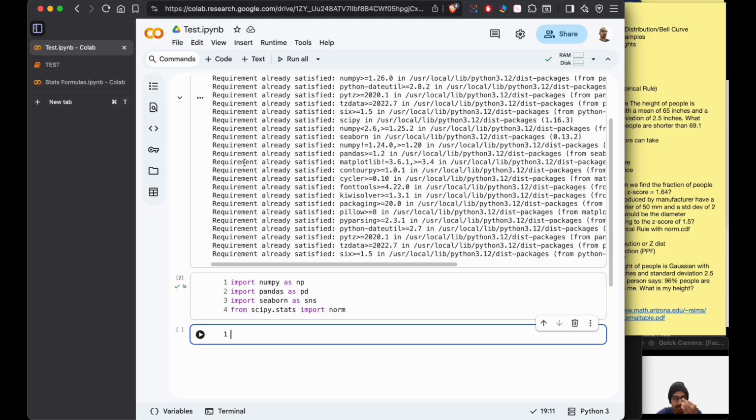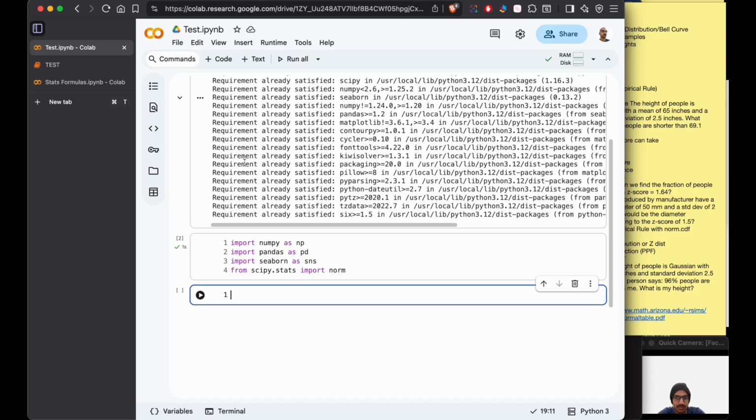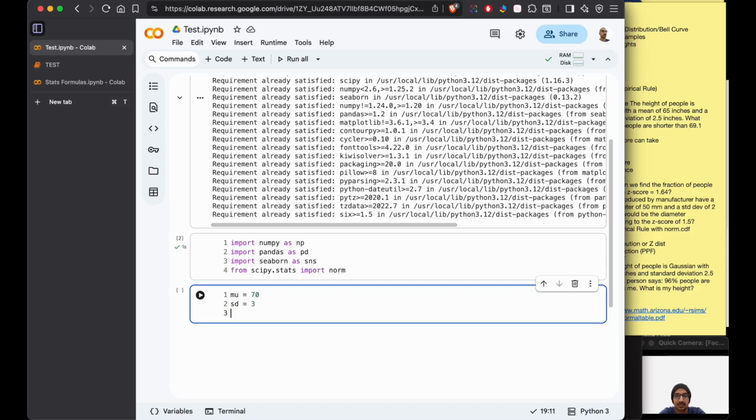So to plot, I'll do a line plot. Since we are dealing with a continuous variable, I will assume my mu, which is my mean, to be around 70 and standard deviation to be around 3, right? These are just dummy values. So I can begin with my x values as np.linspace. It is linspace, right?